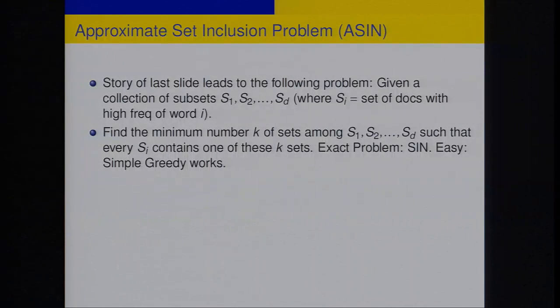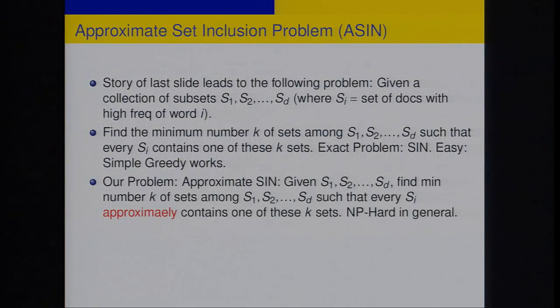So we call this the set inclusion number, SIN. The SIN problem is actually easy. A simple greedy algorithm works, which I won't go into. But our problem is ASIN, the approximate set inclusion number. So here's the combinatorial problem. I give you the D sets. I want to find the minimum K such that every SI approximately contains one of these K sets. Approximately means it can be missing some S elements, where S is specified.